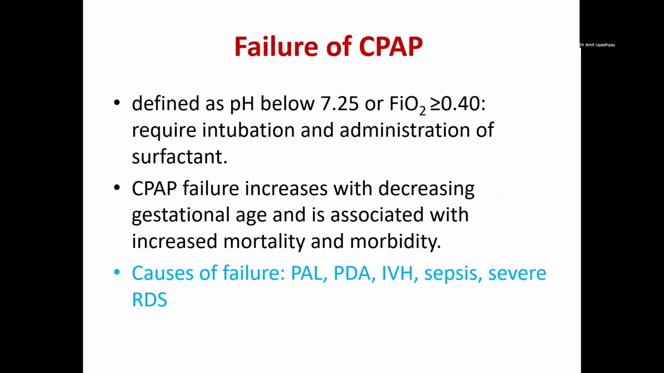Failure of CPAP, I can finish off. It is defined as pH below 7.2. So acidosis is happening. Acidosis is a surrogate marker for hypoxia. So that is why we look at the ABG; if acidosis is happening, it means hypoxia is happening. So if your FiO2 requirement is more than 40%, definitely if it is more than 60%, you can safely say that he is requiring probably more than CPAP and we need to intubate.